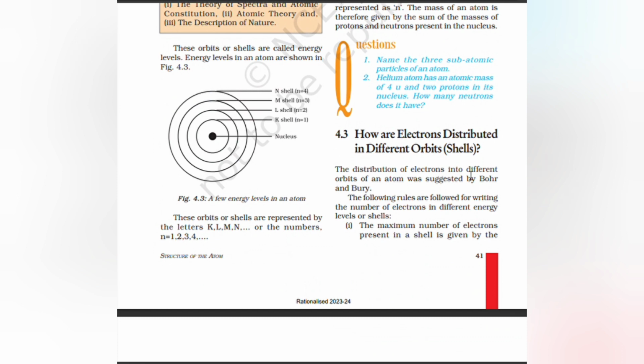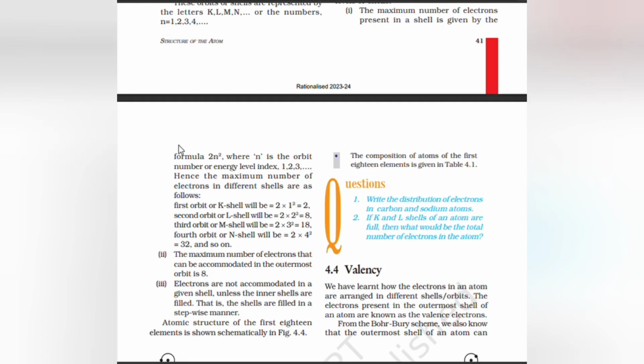Distribution of electrons into different orbits of an atom was suggested by Bohr and Bury. The following rules are followed for writing the number of electrons in different energy levels or shells. The maximum number of electrons present in a shell is given by the formula 2n squared, where n is the orbit number or energy level index 1, 2, 3. Hence the maximum number of electrons in different shells are as follows.